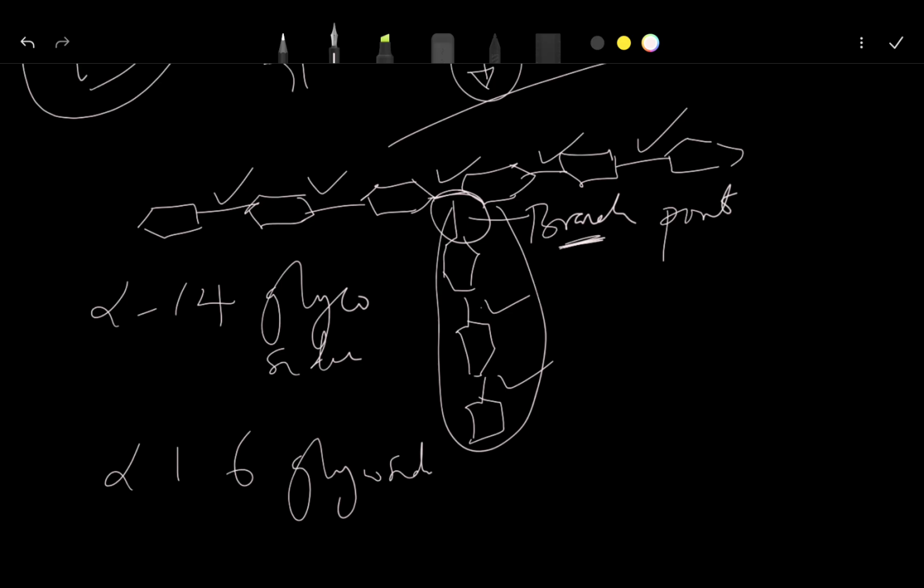So what am I trying to tell you here? The bond here is alpha 1,4, the bond here is alpha 1,4, and so on. This is also alpha 1,4, but this particular bond at this branch point here is what? Alpha 1,6 glycosidic bond. It's important for you to know this before we start.